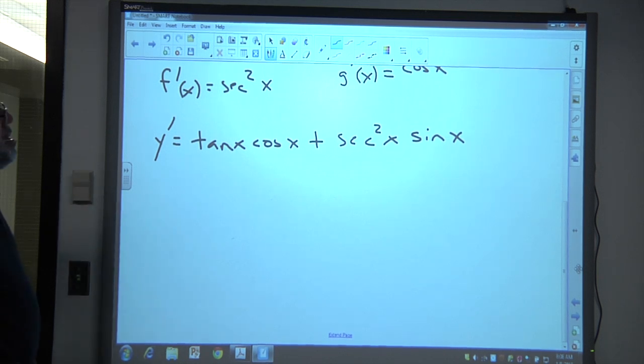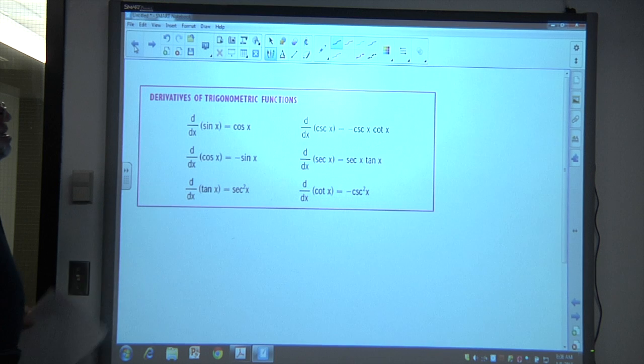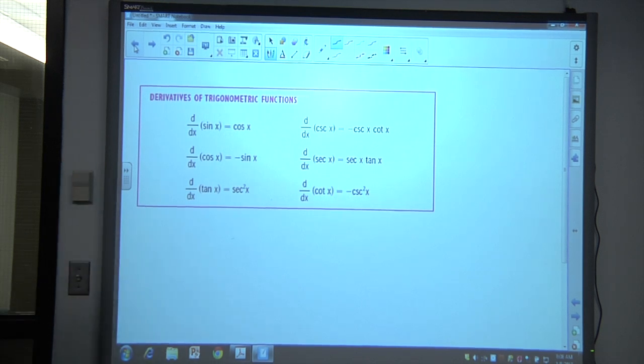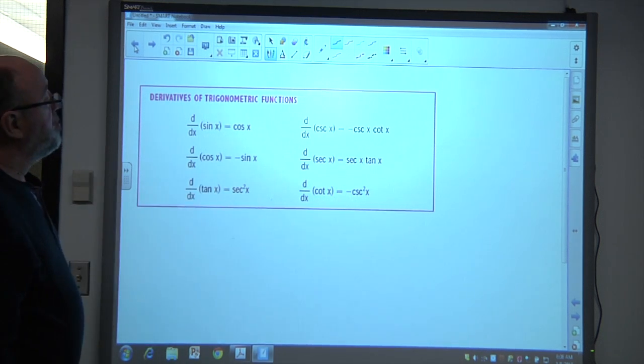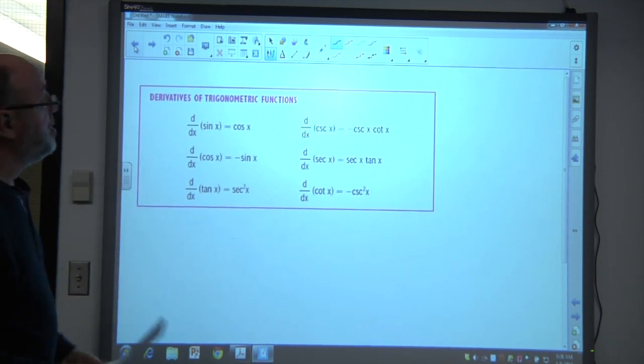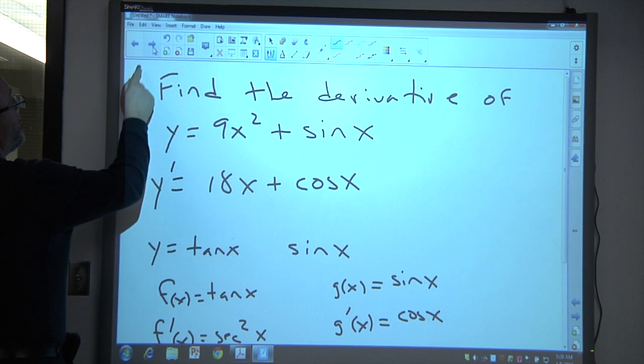Okay. So that's in terms of finding derivatives of trig functions. And again, maybe you'll have this because the quizzes are open book, open notes. So you don't have to memorize that. Again, you're going to know those two in terms of sine, cosine.